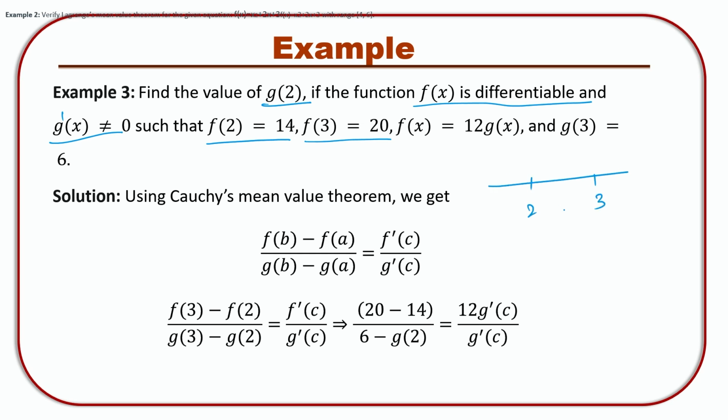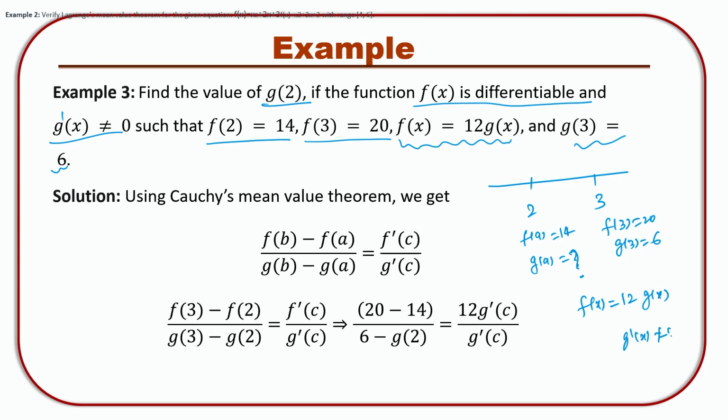These are our closed interval a, b, for which f of x is given. f of x is a function of g of x, 12 into g of x, and g of 3 is given as 6. So here f of 3 is given as 20, g of 3 is given as 6. Here f of a is given as 14, and g of a I have to calculate. But one of the relationships is given, f of x equal to 12 into g of x, and g dash of x is not equal to 0.